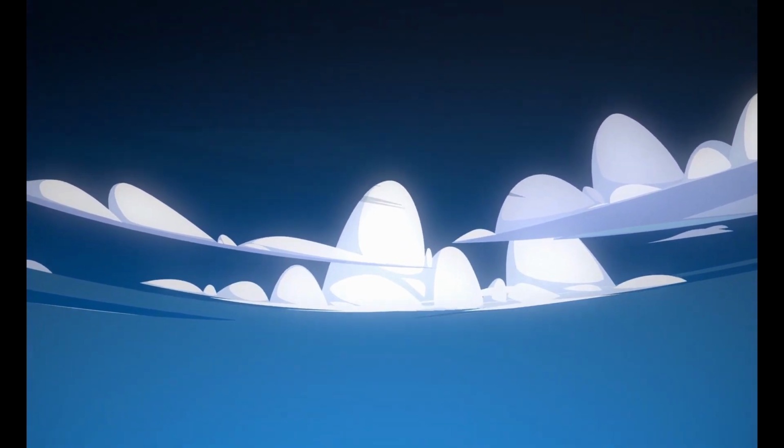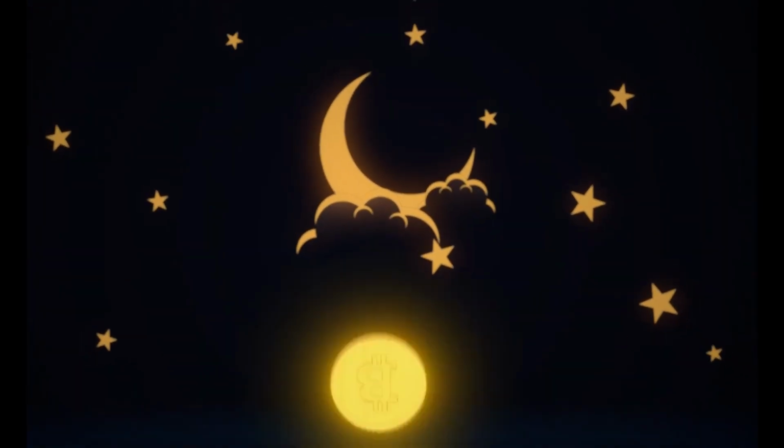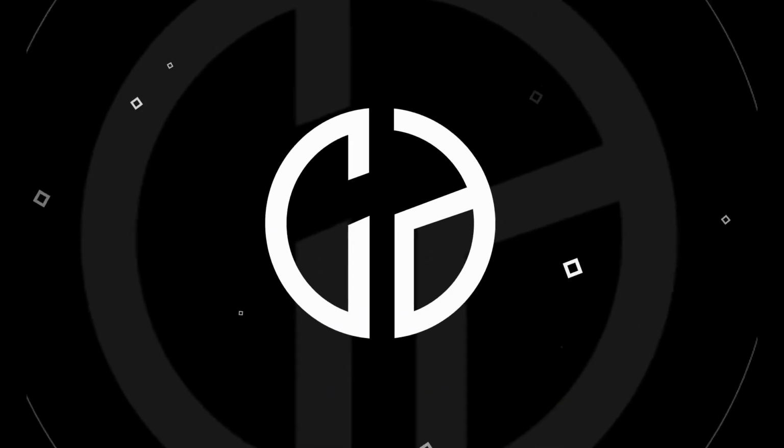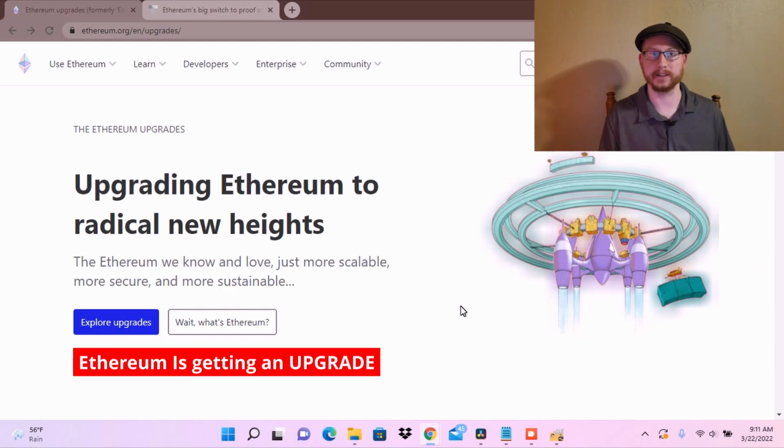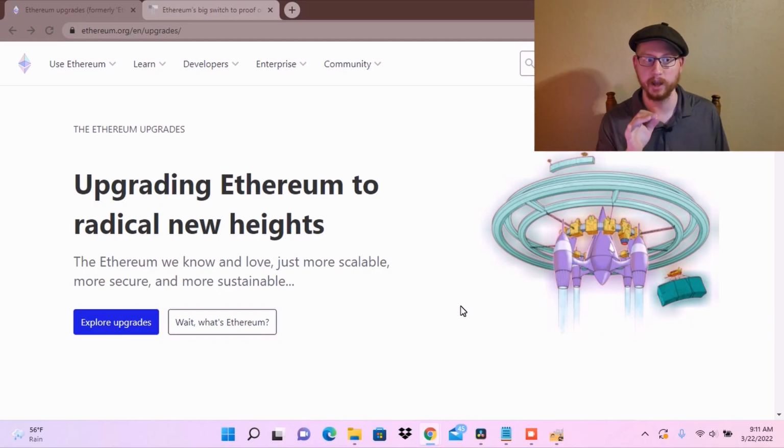Ethereum's about to go through some changes. Let's talk about it. Ethereum's upgrading from, I guess, Ethereum 1 to Ethereum 2, but I don't think they go by Ethereum 2.0 anymore, but the upgrades are still happening.